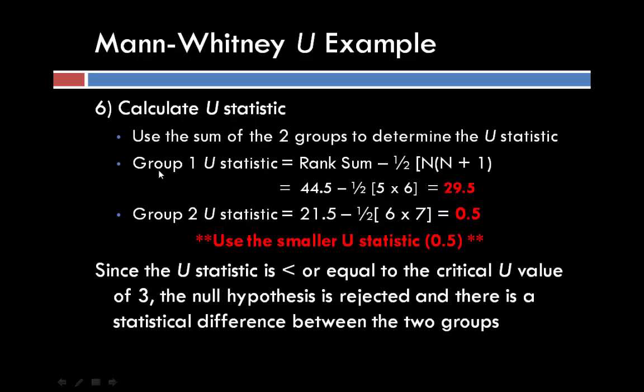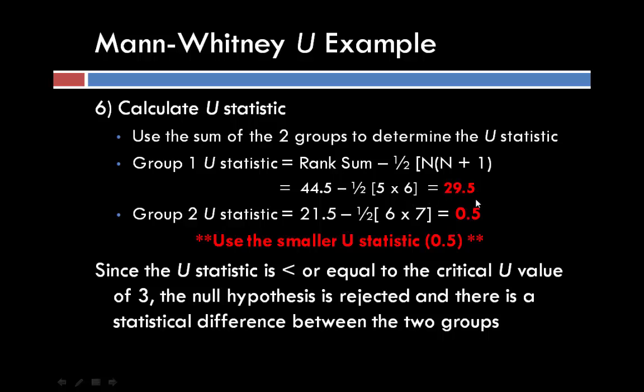So next we can calculate our group 1 U statistic. The equation for this is the rank sum minus 1/2 of the number of pain scores in that particular group times the number of pain scores plus 1. So for the case of our placebo group, it would be 44.5 minus 1/2 times 5, because there are 5 pain scores in that group, times 5 plus 1, which is 6, and we get 29.5.